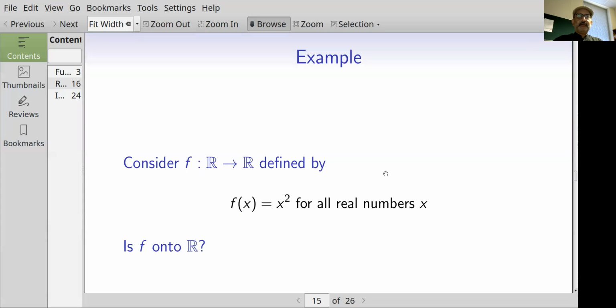Okay. Let's try another one. F maps reals to reals and is defined by f of x equals x squared for all real numbers x. Is this onto R? Well, no, it isn't, because there's no x such that f of x is equal to -1, for example. So the negative numbers are not in the range of this function, but the codomain, the reals, does have negative numbers. So the range of the function is not the codomain of the function.